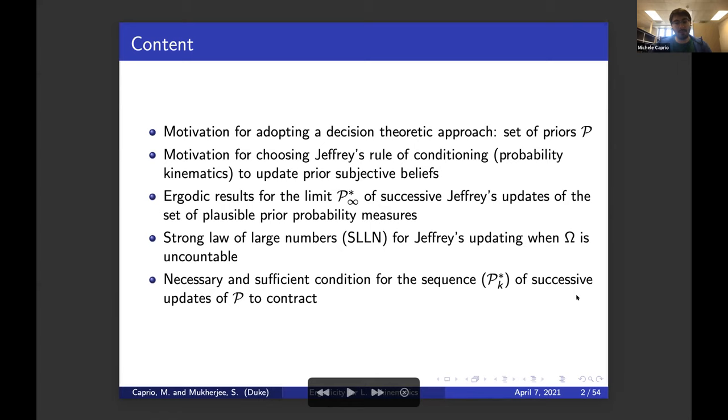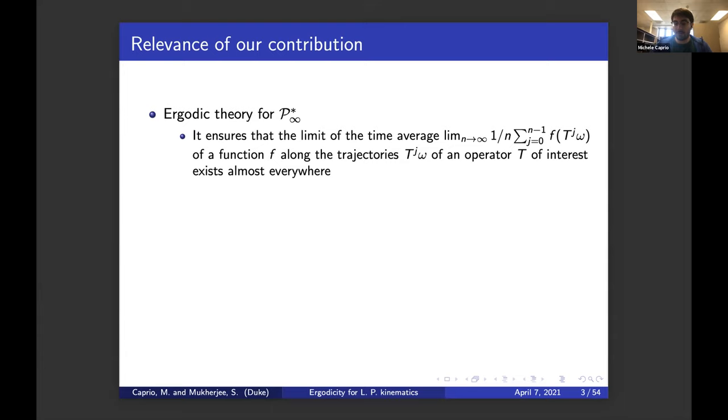And if I have time, I'm also going to give necessary and sufficient conditions for the sequence of successive updates to contract. This basically means that all the elements of the limit set agree with each other, so they are the same element. Also, if you have any question, please interrupt me, because as Professor Khaleghi was saying, I cannot see the chat very well.